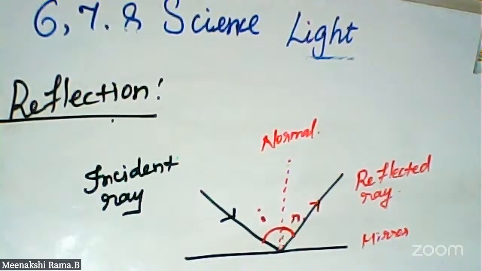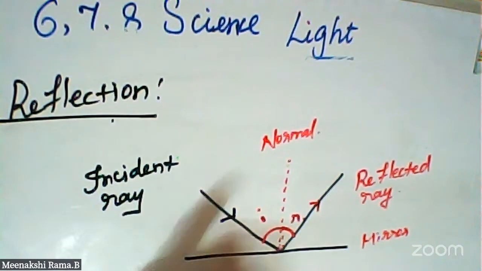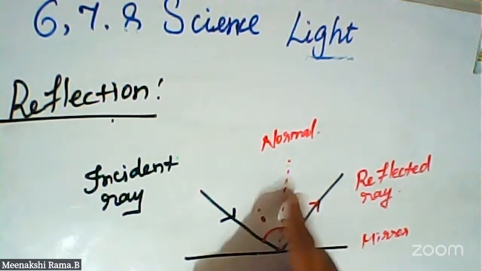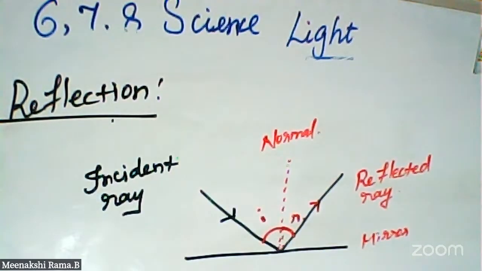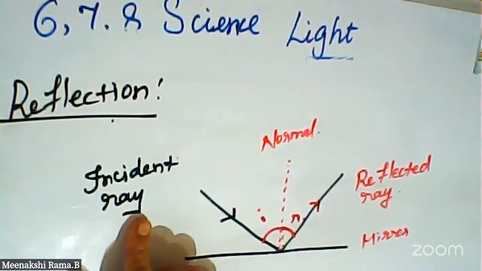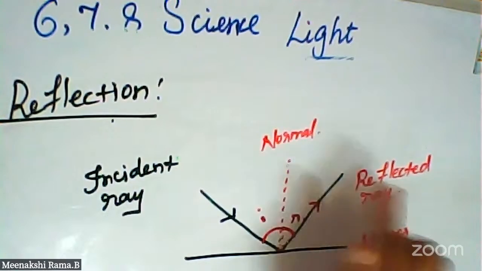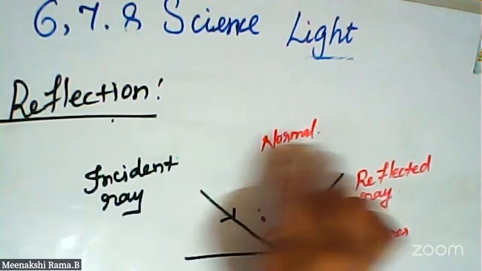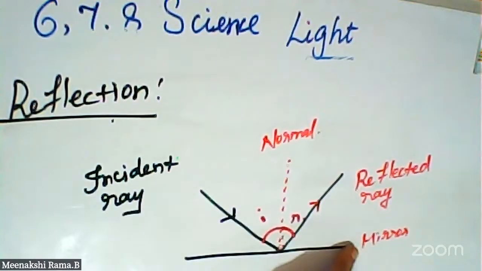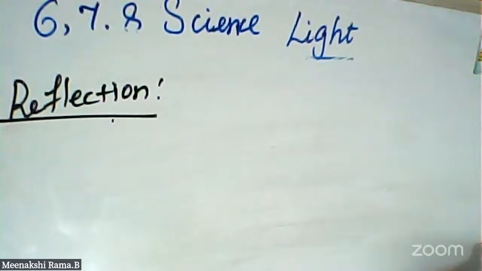What is the law of reflection? The relation between the incident ray, the reflected ray, and the normal is given as the law of reflection. What is the relation between these three? One is the incident ray, another is the reflected ray, and the third is the normal. Just we frame the law of reflection. The law of reflection has only two points.